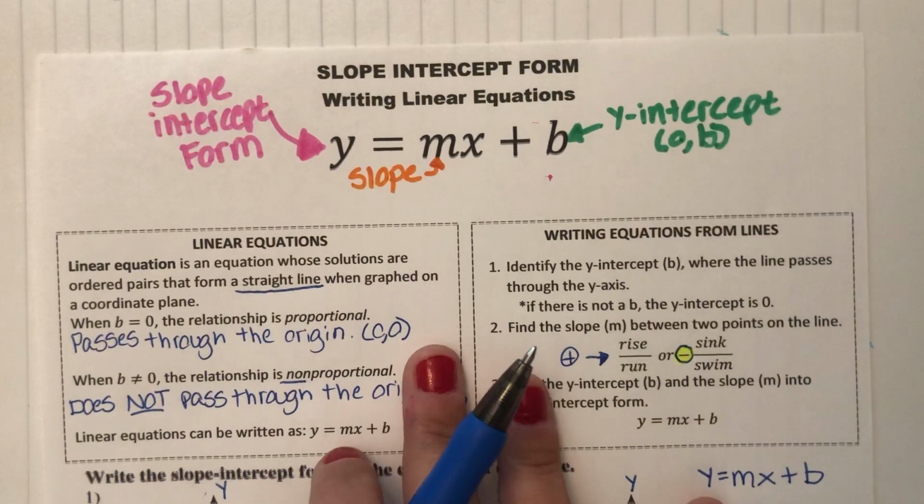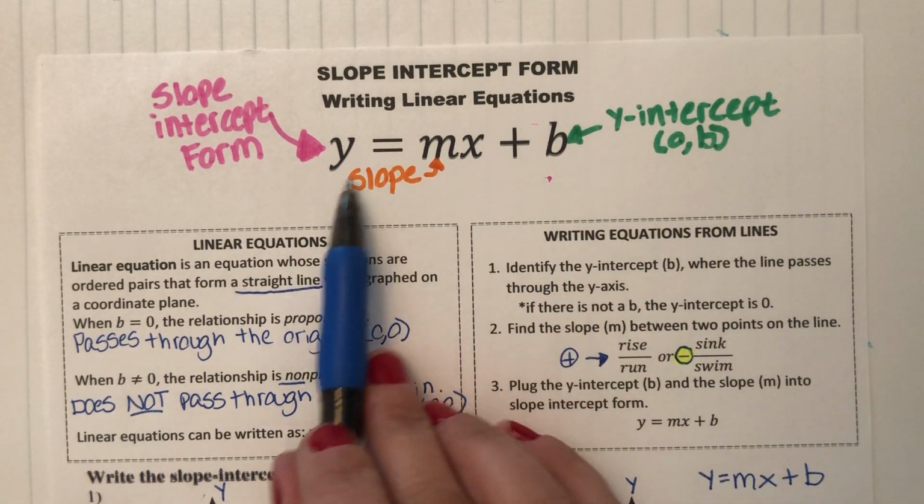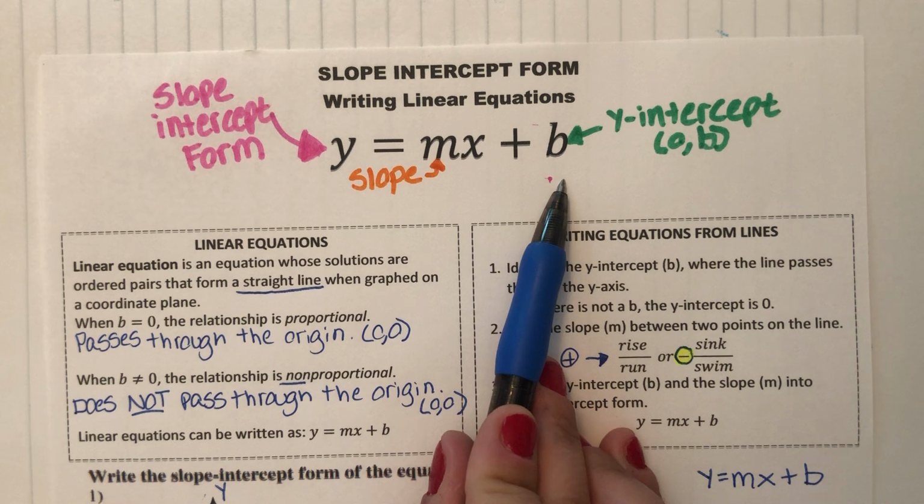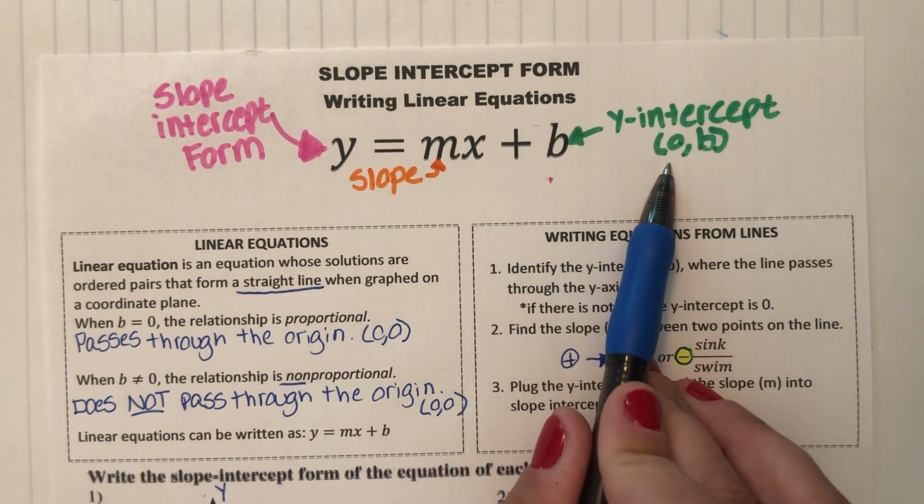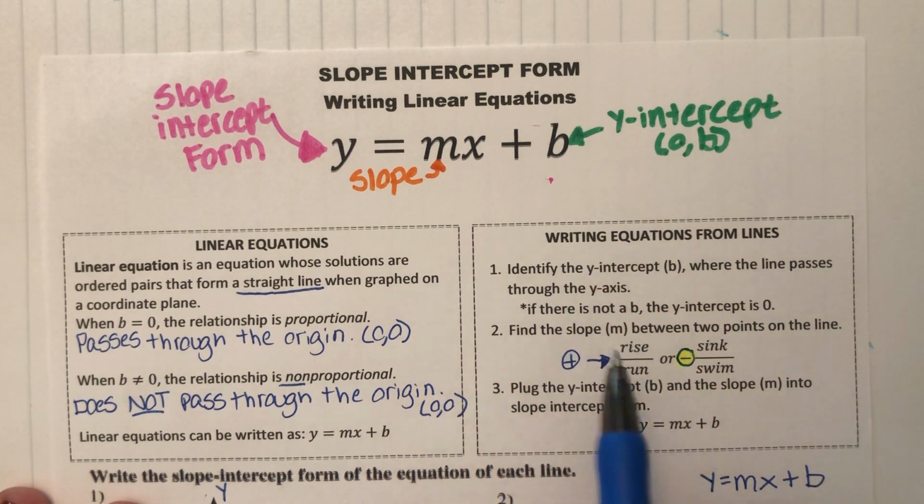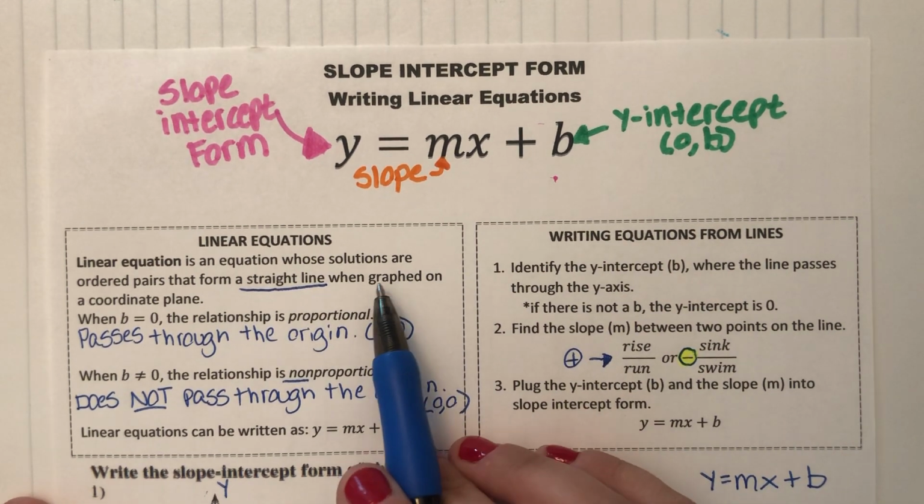All right, so a couple quick reminders. This is slope-intercept form. y equals mx plus b. Our m represents our slope. Our b represents our y-intercept. And the y-intercept is where it crosses through the y-axis.